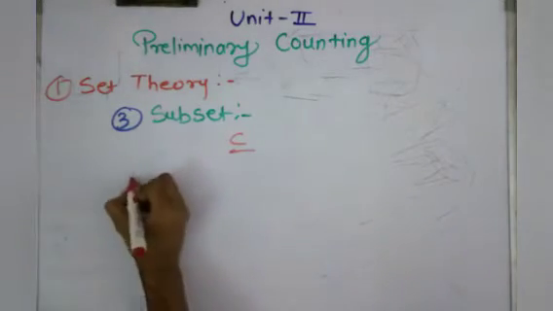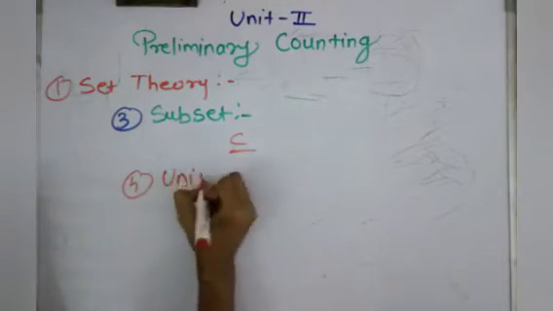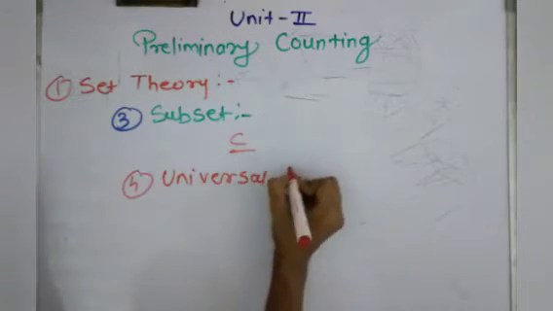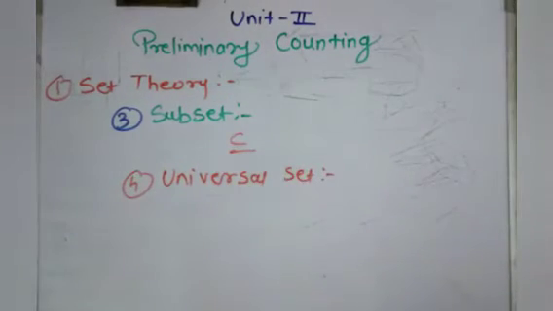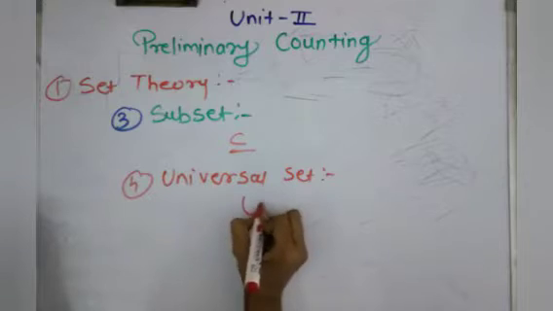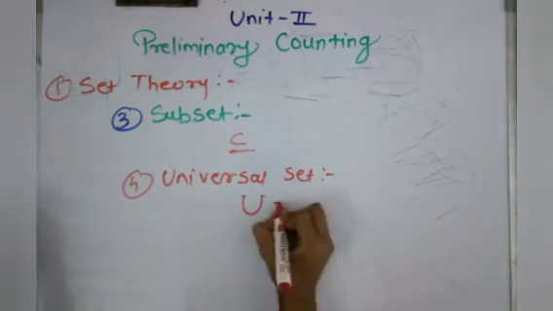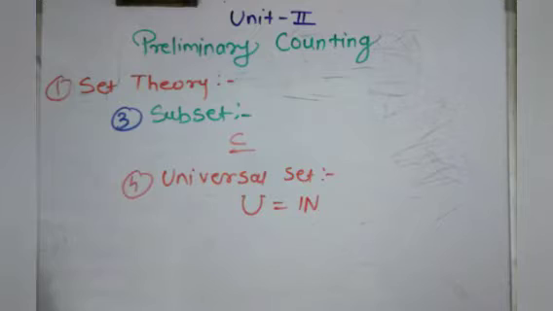Now universal set. A set containing all elements, otherwise the whole elements, is called a universal set. Suppose the set of all natural numbers is our universal set. Okay, and it is always denoted by capital U. The set of all natural numbers is an example of a universal set.